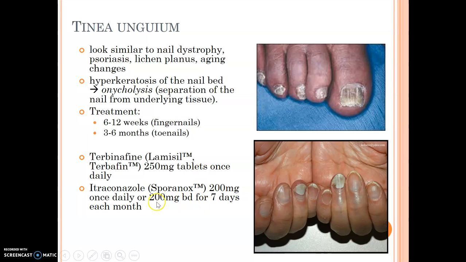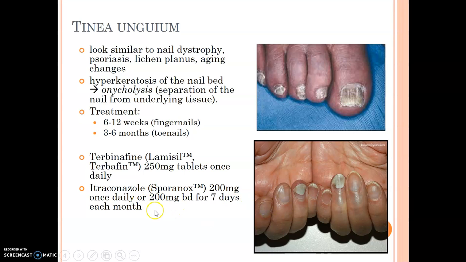I mean, usually we use azoles, like itraconazole, ketoconazole, oral, for the treatment of fungal infection. So local application of antifungal cream won't work for nail infection. So you need to use an oral azole group of antifungal, or you can also use terbinafine. This is one option of treatment for nail infection.